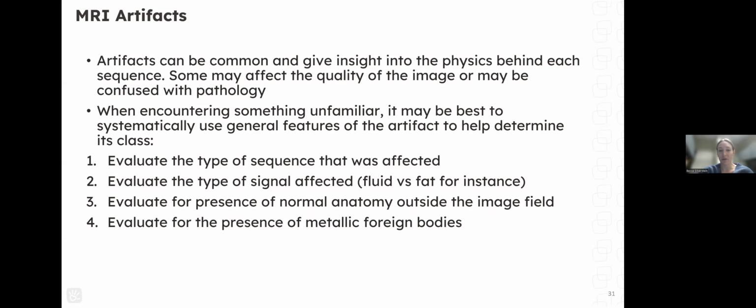So look at the type of sequence that was affected. You also want to evaluate the type of signal that was affected. Is it fluid or fat, for instance? Is it hyperintense versus low intensity? You also want to evaluate for normal anatomy outside the image field. If we're looking at a neuroradiology image, outside of the skull, is there something abnormal on the periphery that might explain what's going on? And you also want to evaluate for the presence of metallic foreign bodies, because that metal has its own magnetic field and it will disrupt signal. Therefore it might look like pathology, but it's actually just a disruption.